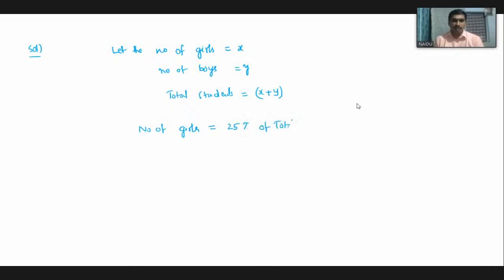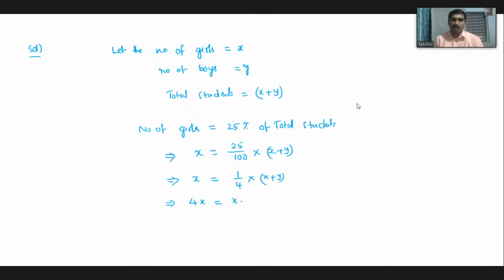25% of total students. As we know, percentage means per 100. So 25 out of 100, of which number? Total is nothing but x plus y. As this is equal to the number of girls, which we already assumed as x, x will be equal to 25 by 100 into (x plus y). Upon simplification, 25 ones are 25, 25 fours are 100, so 1 by 4 into (x plus y). Now transpose the 4 to the left-hand side. Upon multiplication, 4x is equal to x plus y.